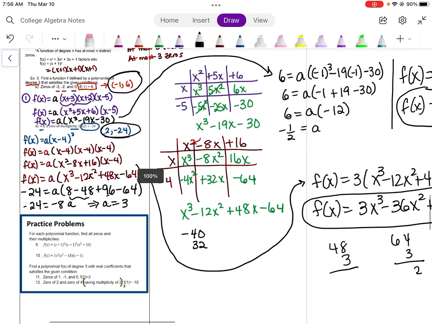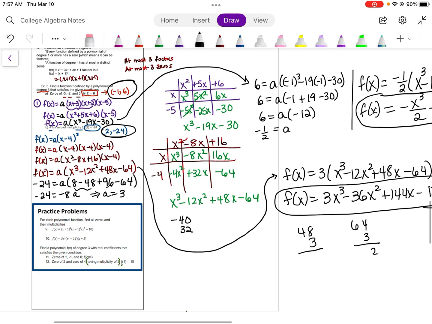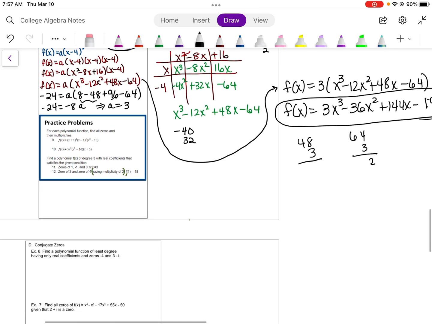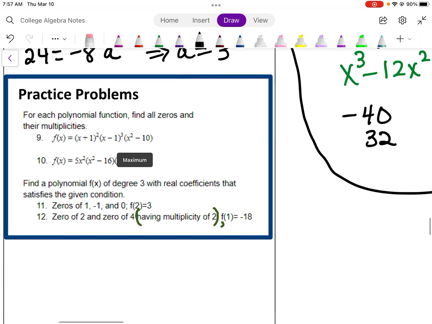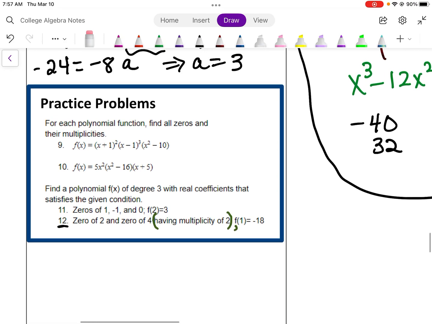All right, so this part of the lesson is all about just going backwards. These problems will slow you down a little bit, and there's a little bit of work to show, as you can tell. When you do your practice problems down here, I did insert some directions. The 0 of 4 on number 12 is the one with multiplicity 2. The multiplicity 2 does not apply to both the 4 and the 2. It only applies to the 4.